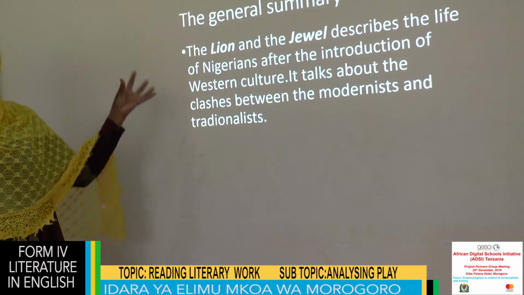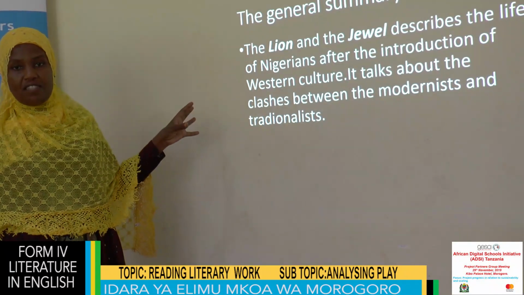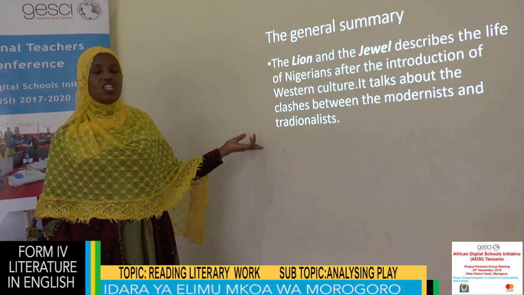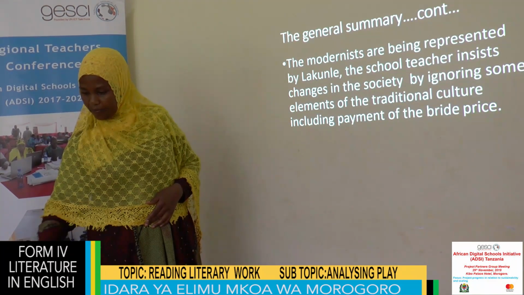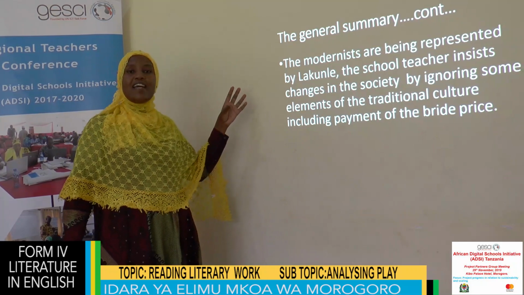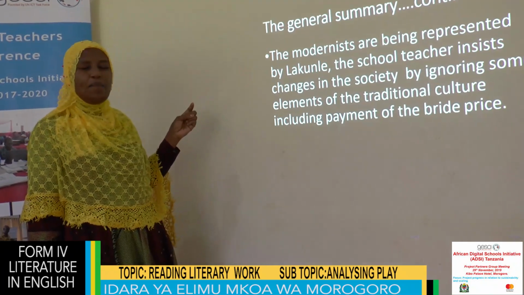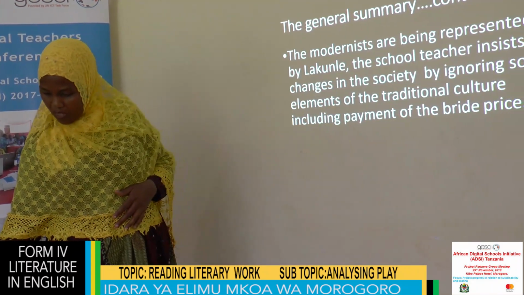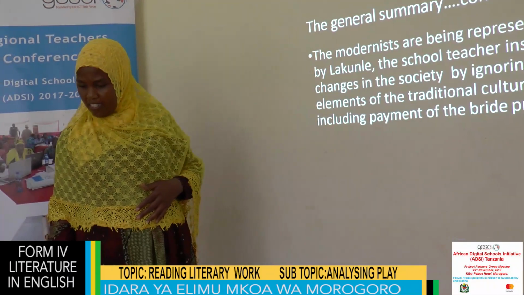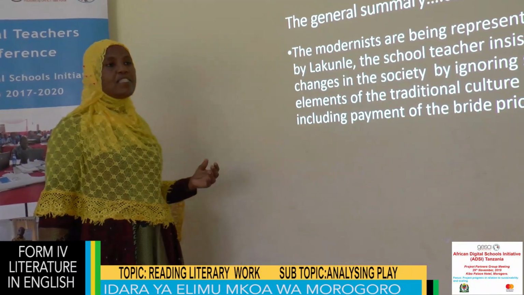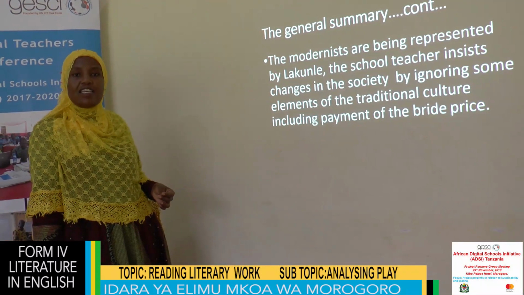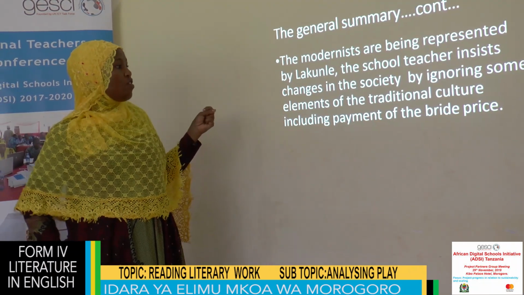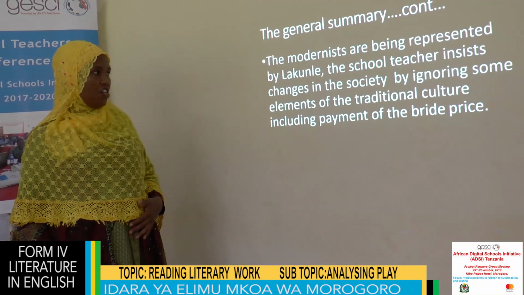Now, in that situation, there arises a clash, there arises a conflict, and society has been divided into two, where there are modernists as well as the traditionalists. Let me start with the modernists. In that particular play, they are represented by a school teacher known as Lakunle. That man is a school teacher, that means he has got the chance of attending Western education.